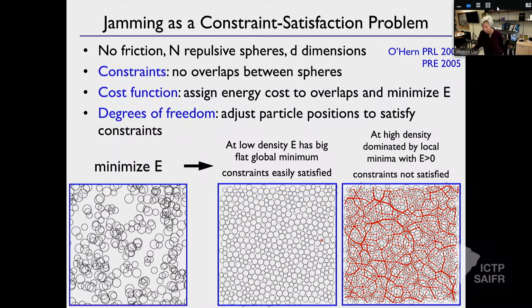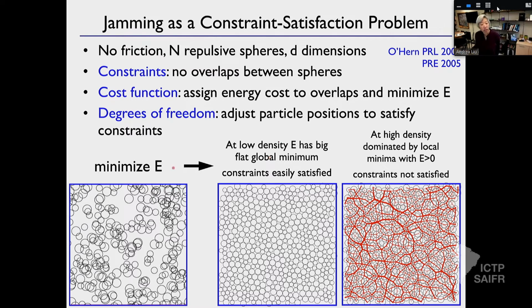So let me tell you a little bit about jamming. The way we normally talk about jamming is that you have spheres, or in 2 dimensions, disks, that have a repulsive energy. Just say it's a repulsive harmonic energy, so that as soon as they overlap, it's like there's a spring pushing them apart. But there's no interaction if they don't overlap. So only the repulsive half of the spring.